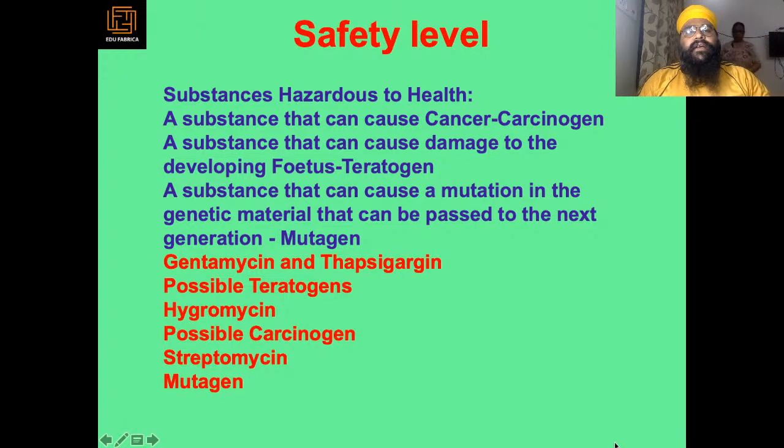Safety has to be taken care of. There could be carcinogens, which are cancer-causing agents; teratogens, substances that can cause damage to a developing fetus; and mutagens, substances that can cause a mutation in the genetic material that can be passed to the next generation. Gentamicin and thapsigargin are possible teratogens, and hygromycin is one of the possible carcinogens, like streptomycin, a mutagen. So please take care while using them. I was using thapsigargin, and now I have come to know that it's a mutagen.